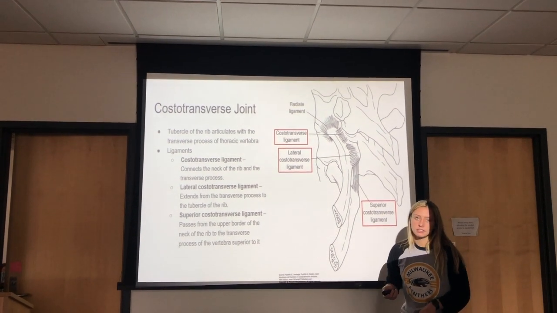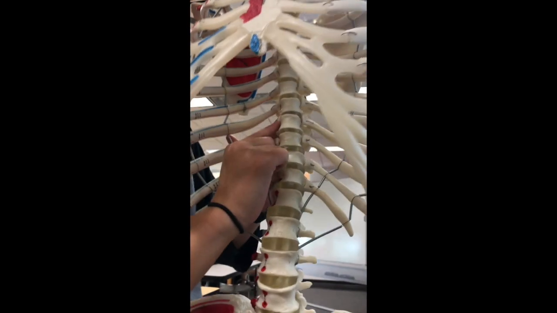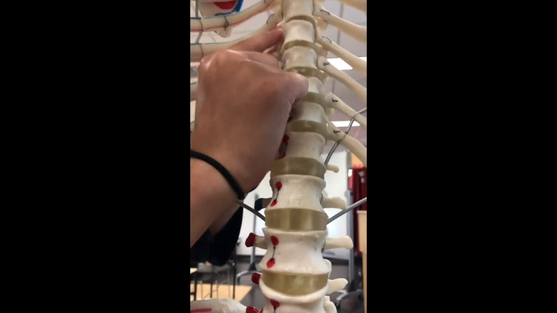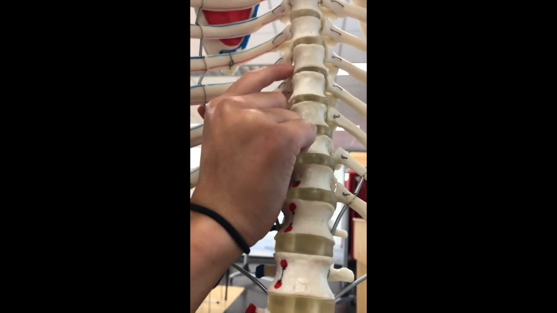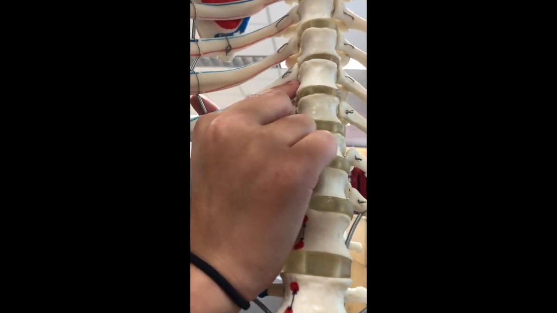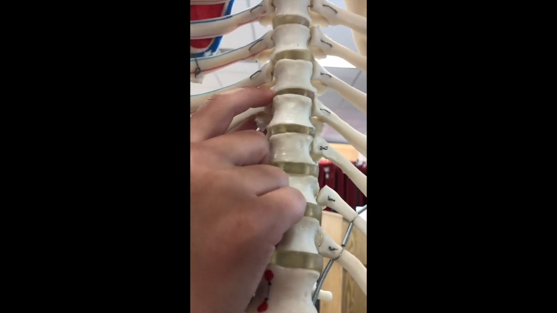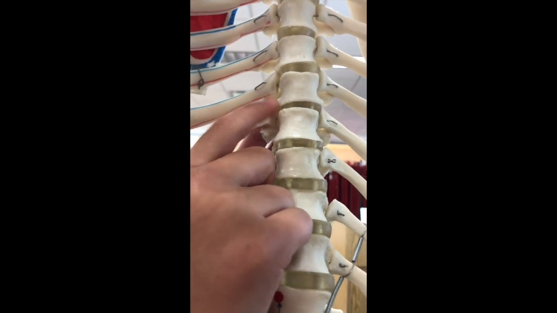Okay, so I'm going to be talking about the costovertebral joint on the skeleton. It's going to be kind of hard to see, but we're going to look at this one right here. So this is the costovertebral joint. Here is going to be the inferior costal facet. Here is going to be the superior costal facet. And then right here is going to be the intervertebral disc, which separates the two vertebrae, and it also connects there.